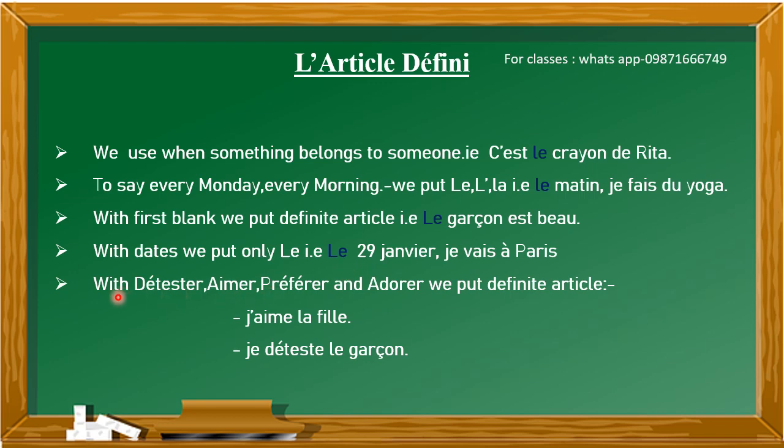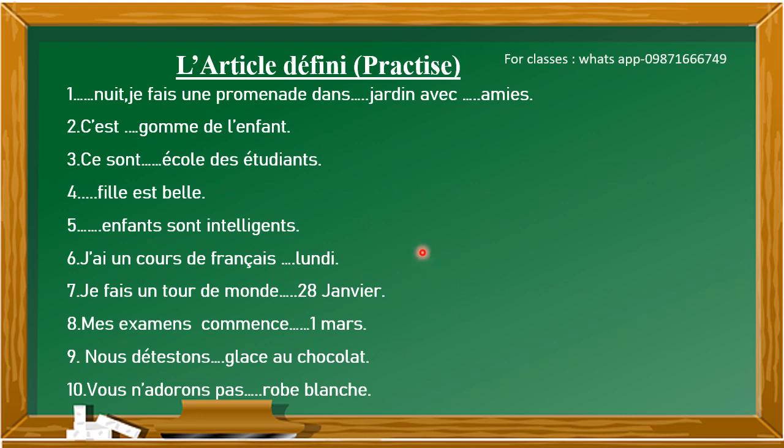There are certain verbs in French with which we have to use definite article. For example, détester means to hate, aimer to like, préférer to prefer, and adorer is to love. We put definite article. First sentence says, I like the girl, I hate the boy. There are certain examples in the practice sheet.